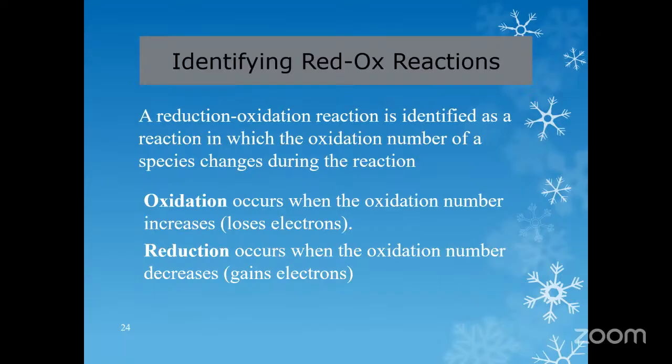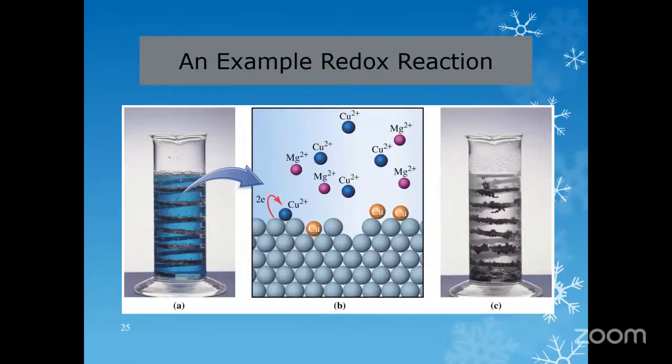So basically, if the oxidation number increases for one particular atom, then basically oxidation is taking place for that atom. And if the oxidation number reduces, then reduction would have taken place for that atom. So oxidation, where there is an increase in the oxidation number, corresponds to electron loss. If the oxidation number decreases, then that corresponds to a gain of electrons.